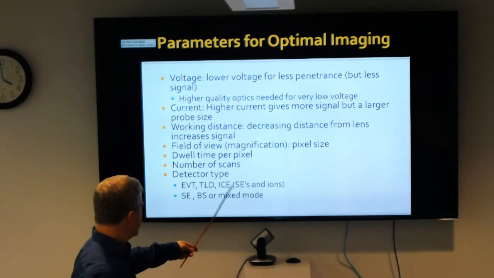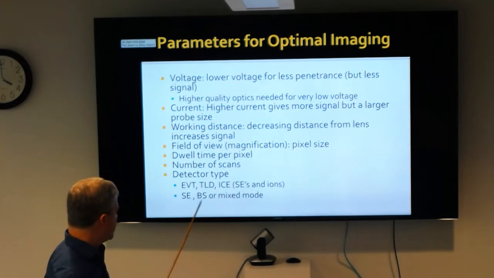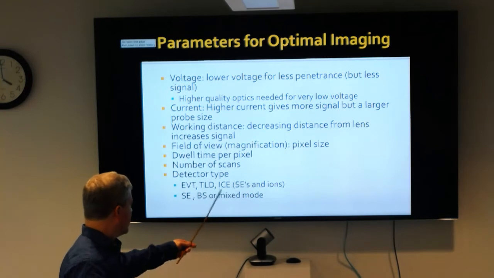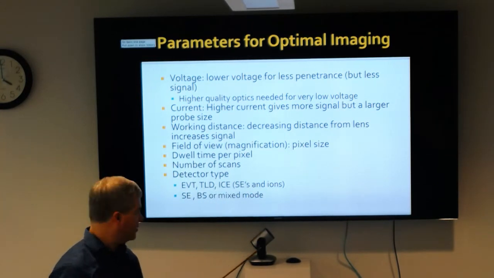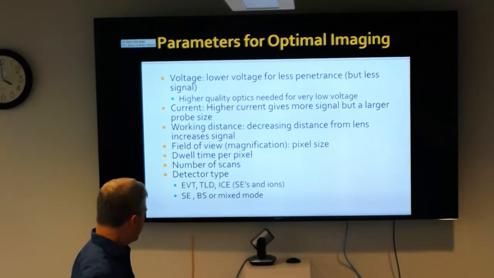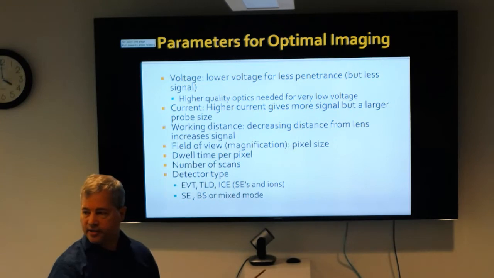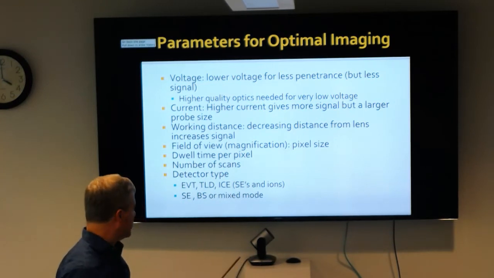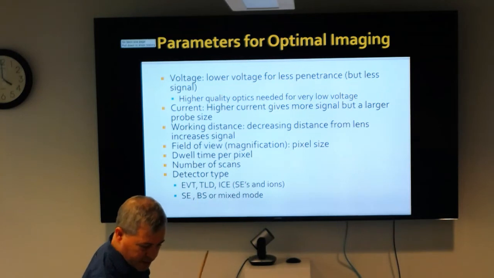And then there are different detectors. I talked about the Everhart-Thornley detector and the through lens detector. We also have what's called an ICE detector, which detects ions and electrons depending on the mode. They can all be operated in secondary, backscatter, or mixed mode. And if you really want the best, you can get a dedicated backscatter detector, which goes very close to the sample.